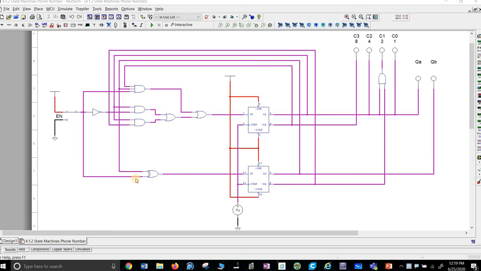So, state machine design, lesson 4.1.2. I think I had this mislabeled. Nope, got it right. Or maybe on the other one. So this is my multi-sim logic system. Wow, I'm struggling. So let's just play it.